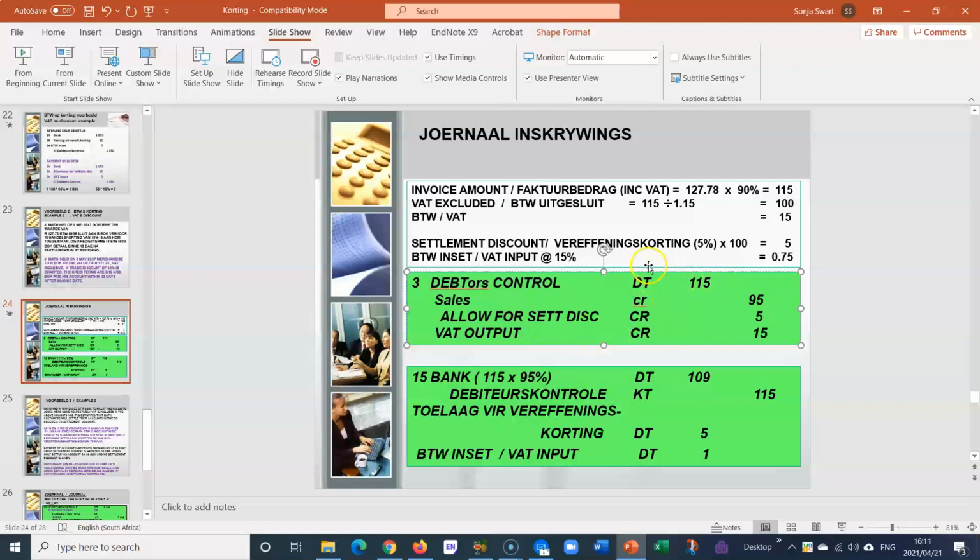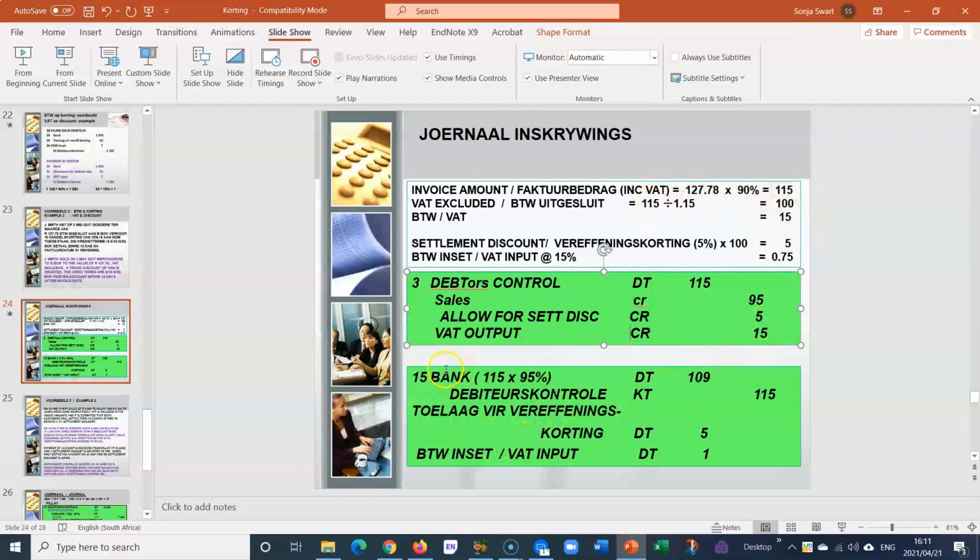Yeah. So debtors would be debited with the invoice value of 115 Rand. Sales would be credited with 95% of the VAT exclusive amount. Allowance for settlement discount would have been credited with 5% of the VAT exclusive amount, and the VAT that appeared on the invoice, i.e. 115 divided by 1.15 times 15%, 15 Rand, would be credited against VAT.